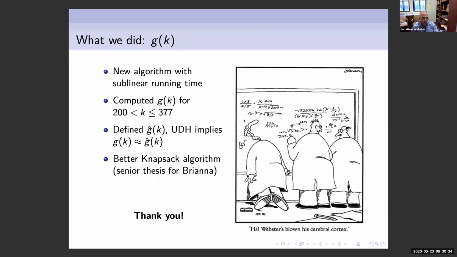Brianna, for her senior thesis, explored other ways to deal with the knapsack problem to see if she could find ways to beat the greedy algorithm that were not too computationally inefficient. And so if you have questions about that, we'd be happy to answer them.